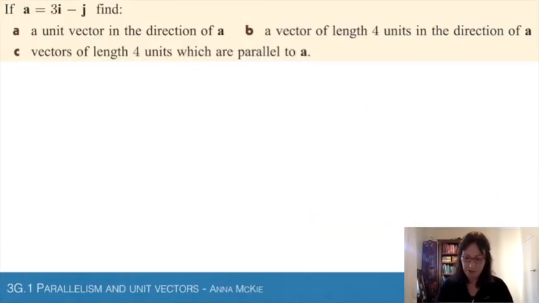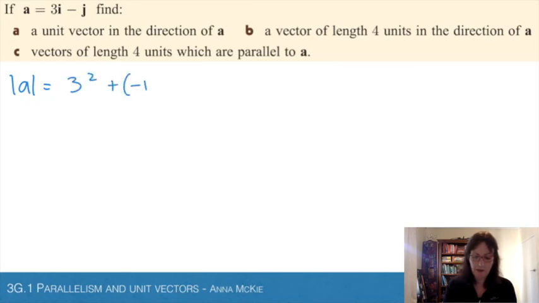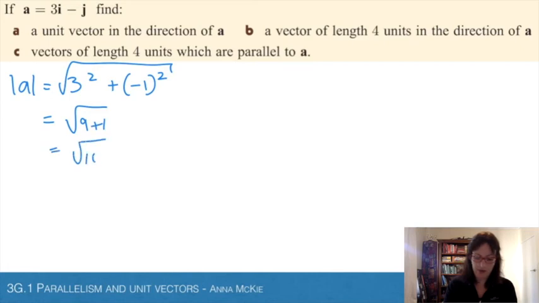All right, let's put this into practice. So we have A with the components 3i take 1j, and we're asked to find a unit vector in the direction of A. So you see the words unit vector, and you say to yourself, okay, I need to work out the magnitude of A. So using what's essentially the distance formula, you take the components, square them, there's a plus in between, and the square root of all that gives us 9 plus 1 is equal to root 10.